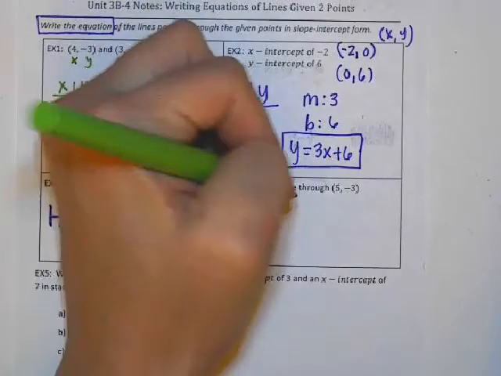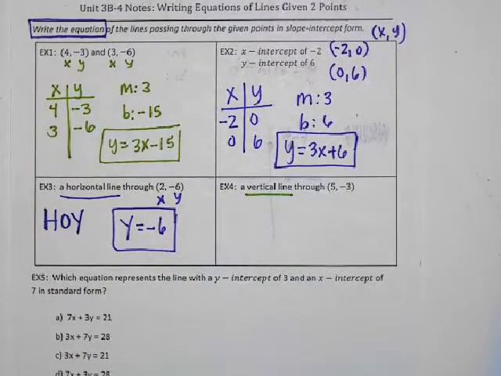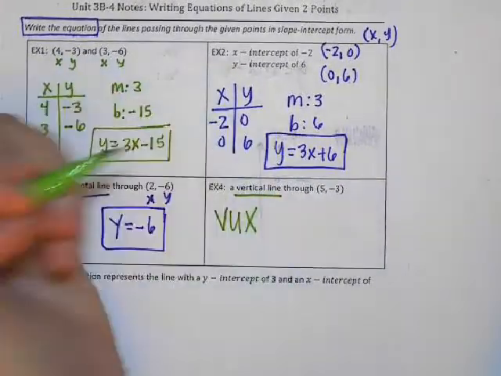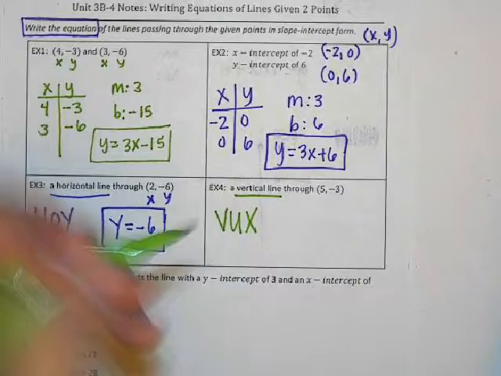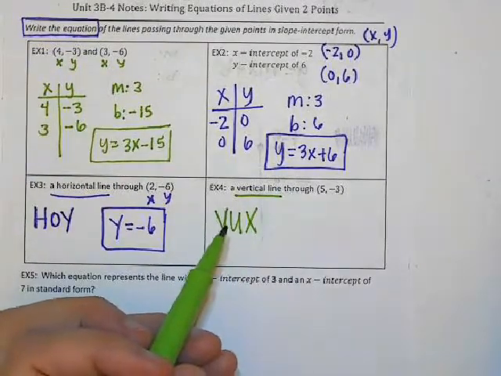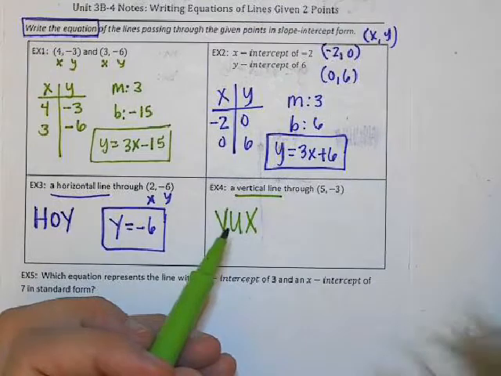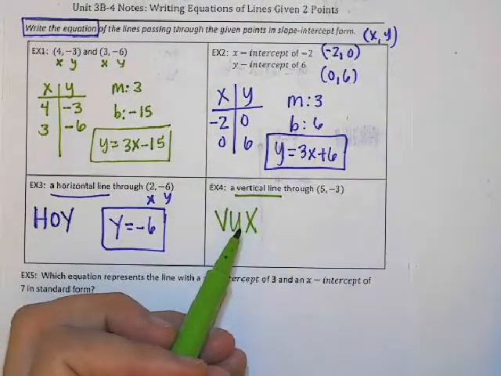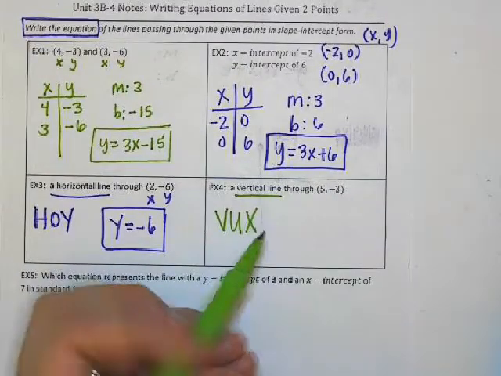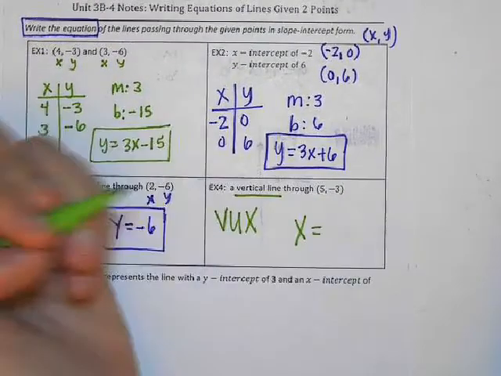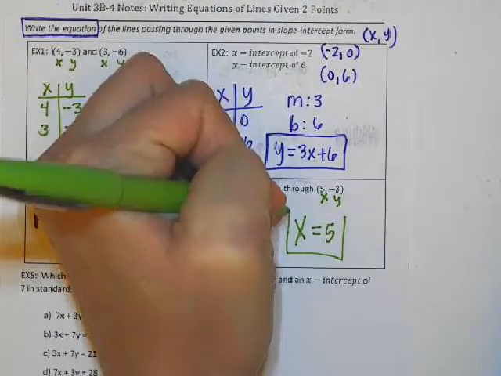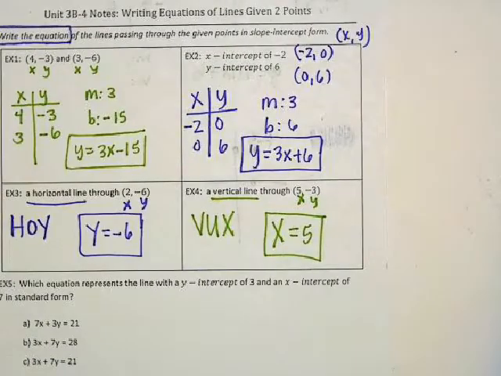Okay, number 4. A vertical line through 5, -3. So now what type of problem do I have? VUX. Is VUX the answer? No, it's a tool to help you find the answer. V stands for vertical line. U is undefined slope. X is X equals a number. So X equals, and then the number in the X spot is 5. Is that an equation? Yes. Who said -3? I was tripping.